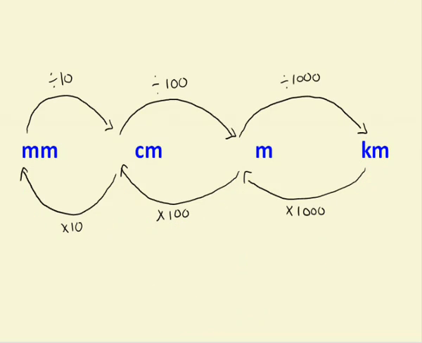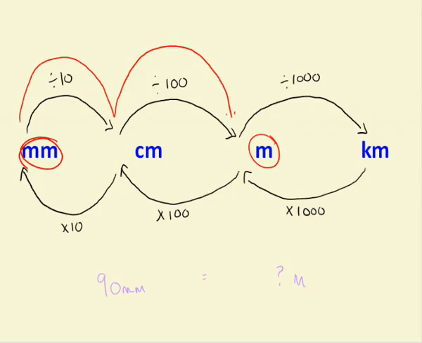Okay, what I want to know is 90 millimetres. I want to know what that is as metres. Okay, so how many metres? So let's work this out. What we're doing is we're going from millimetres to metres. So we're dividing 90 by 10, and then we can divide by 100.